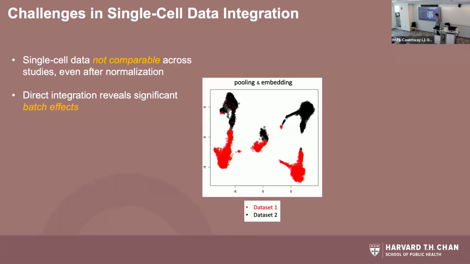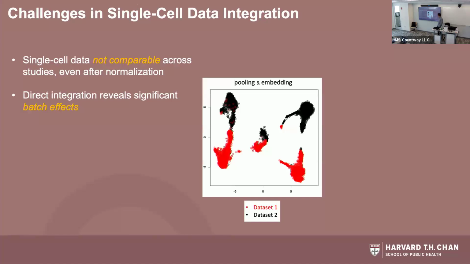Here we have two data sets. Each is RNA sequencing reads for some blood cells. It's the same experimental strategy, but just from two samples. Okay, and we can see that there is a significant batch effect between the two data sets. Here, red corresponds to data set 1, black to data set 2.